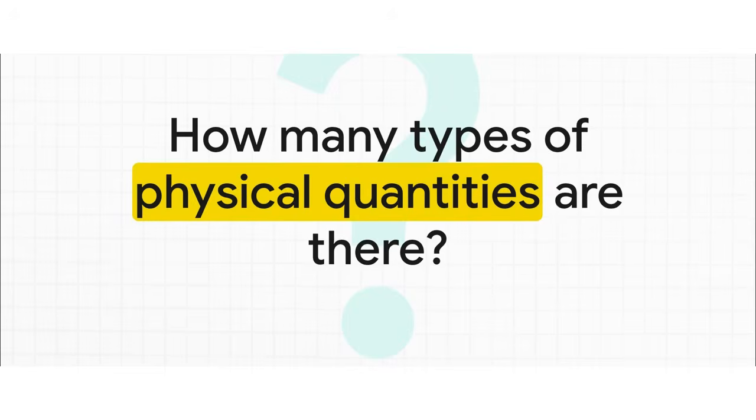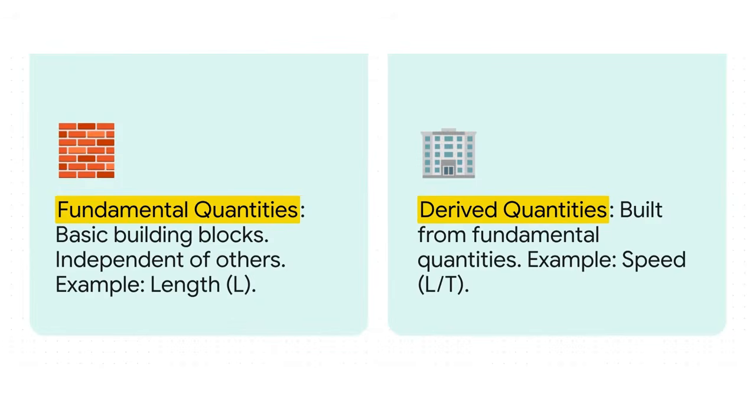Okay, let's kick things off with a simple but, honestly, a really important question. How many types of physical quantities are there, really? It's 2. You've got your fundamental quantities and your derived quantities. Here's an easy way to remember it. Think of fundamental quantities as the basic bricks of physics, like length, mass, and time. You can't break them down further. Then, the derived quantities are like the buildings you construct with those bricks, like speed, which is just length divided by time. See? Simple, right?